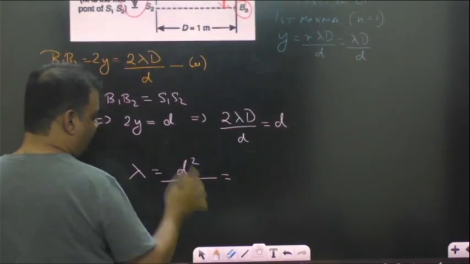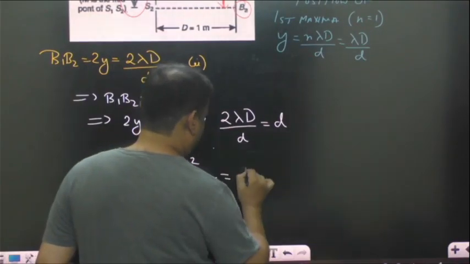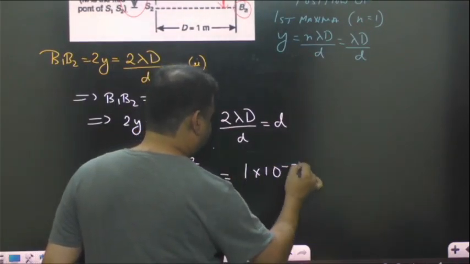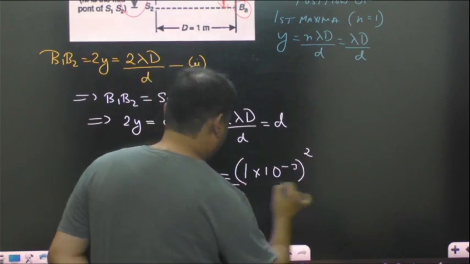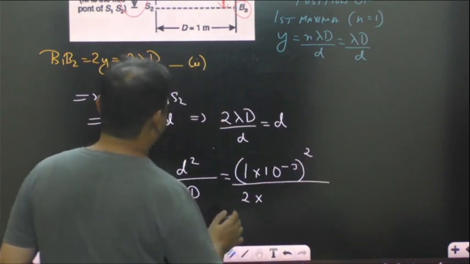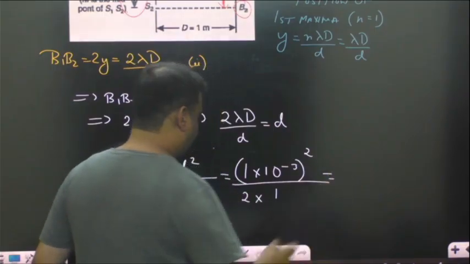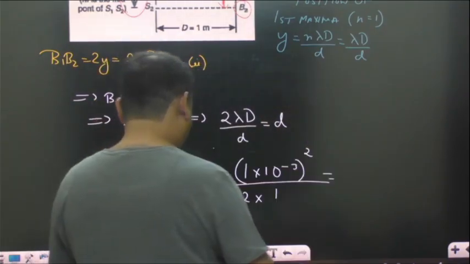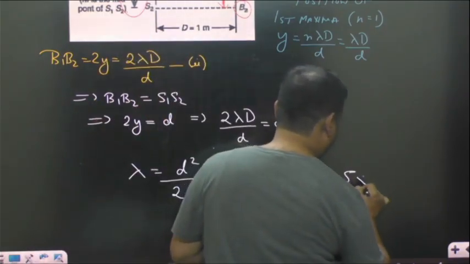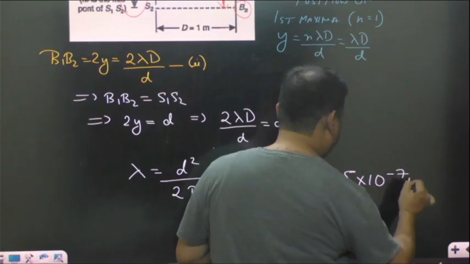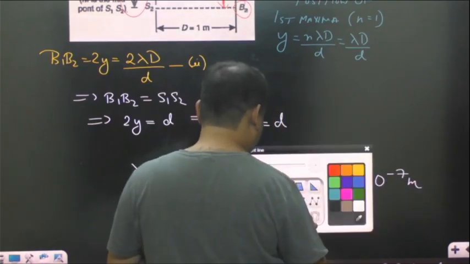And what is small d? 1 millimeter. So we'll get 1 into 10 index minus 3 square divided by 2. And what is capital D? 1 meter. So we'll get the answer as what? 5 into 10 power minus 7 meter. Okay, this will be the answer in meter.